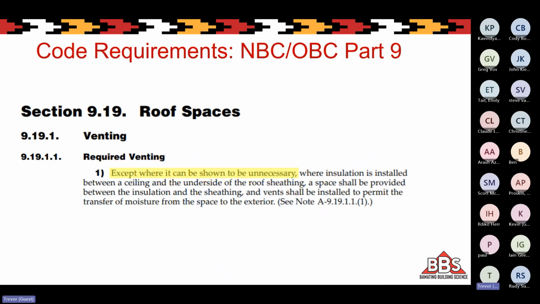Real quick, just look at some of the code requirements and why some of them don't always deliver what they need to. So I don't know, you're probably familiar with, this is from the OBC, I think, but I think it's the same reference in the NBC. But talking about roof spaces and required venting, it says, except where it can be shown to be unnecessary, where insulation is installed between the ceiling, and so on, vents shall be installed to permit the transfer of moisture from the space to the exterior.